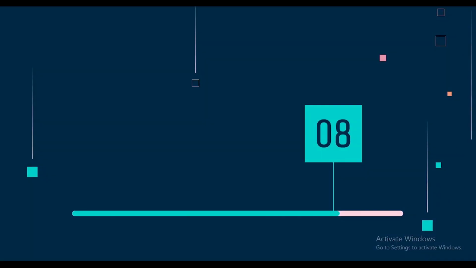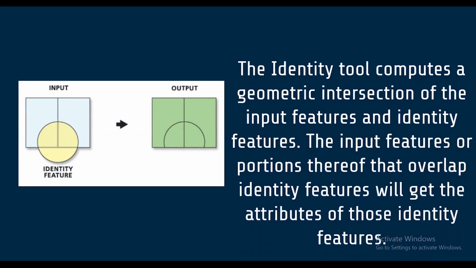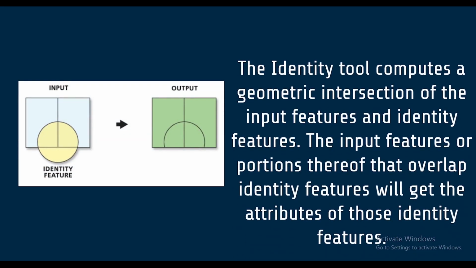Our last topic today will be the identity tool. The identity tool computes a geometric intersection of the input features and identity features. The input features or portions thereof that overlap identity features will get the attributes of those identity features. Input features can be point, multi-point, line, or polygon. The inputs cannot be annotation features, dimension features, or network features. The identity features must be polygons or have the same geometric type as the input features.